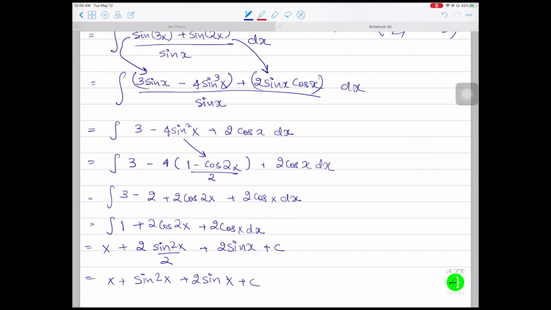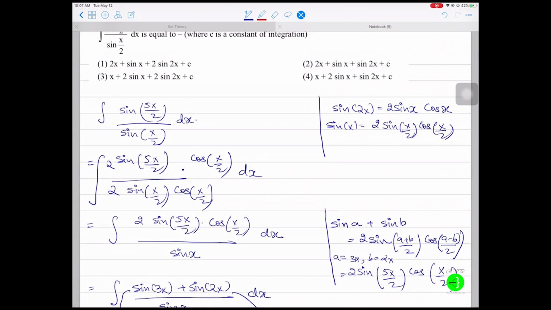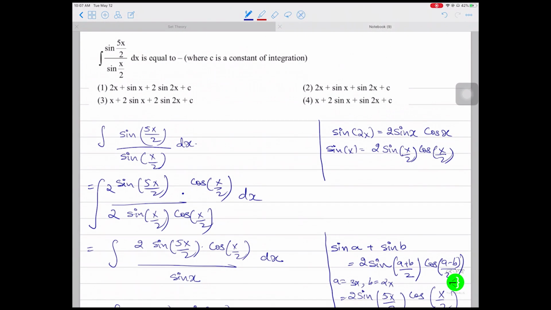Let's look at the options. And this is option number 4, x plus 2 sine x plus sine 2x plus c. Let's move on to the next one.